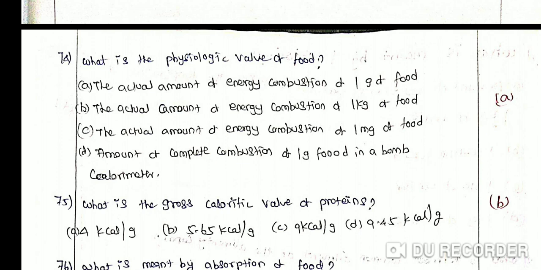The actual amount of energy combustion of 1 gram of food is the physiological value of food. Physiological value of fats and carbohydrates is 9 kilocalorie per gram and 4 kilocalorie per gram respectively.